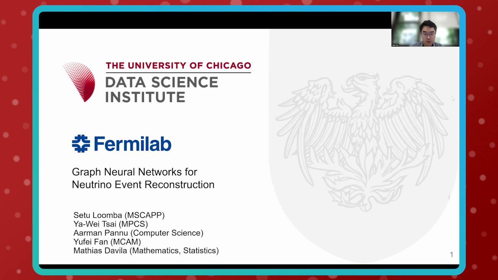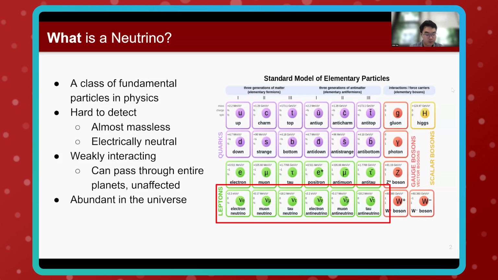Our project aims to leverage advanced data science techniques, especially graph neural networks, to improve the reconstruction of neutrino events, which is a crucial task in particle physics research.